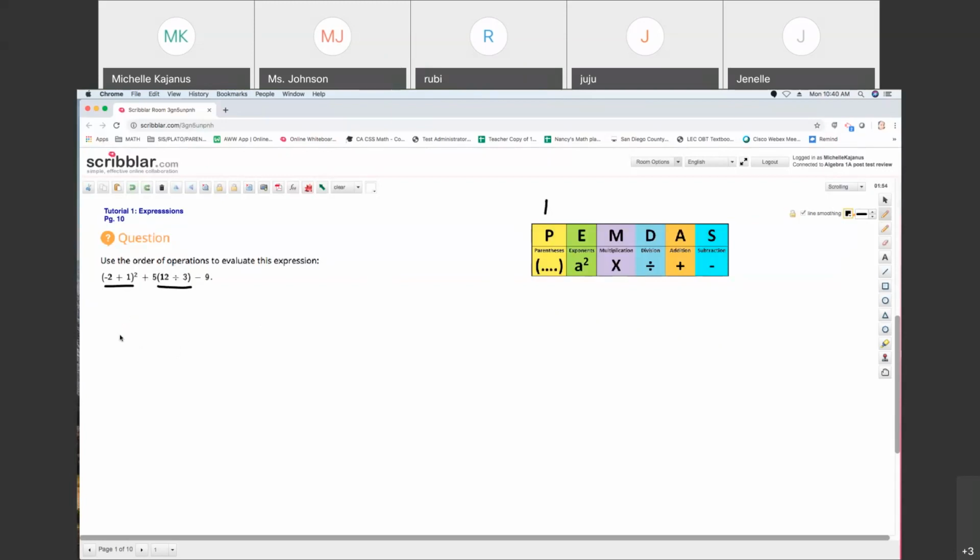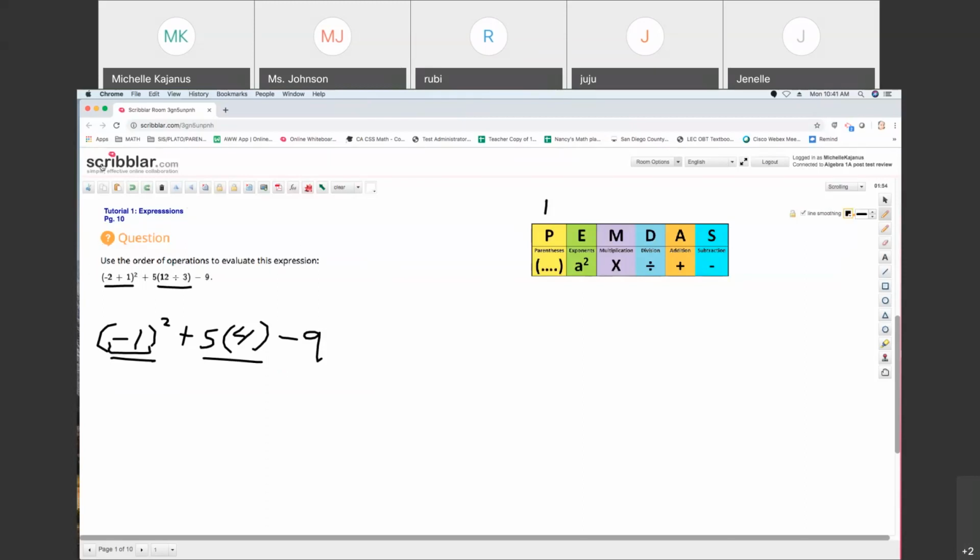-2 plus 1 is -1, but I'm going to keep the square. 5, parentheses, and then 12 divided by 3 is 4. Minus 9. And that's it. I'm done with my parentheses. Now I have to check again. I still have parentheses, because there isn't anything inside the parentheses to do.